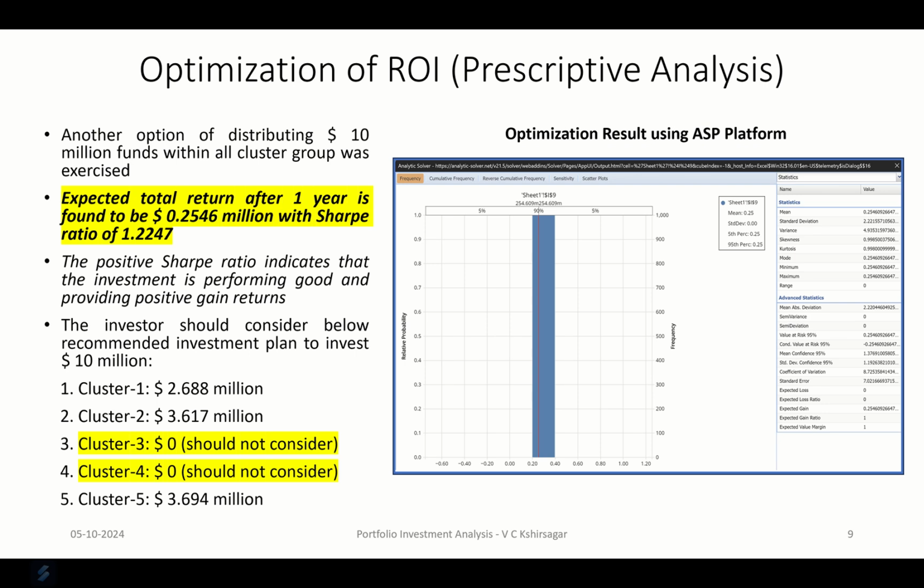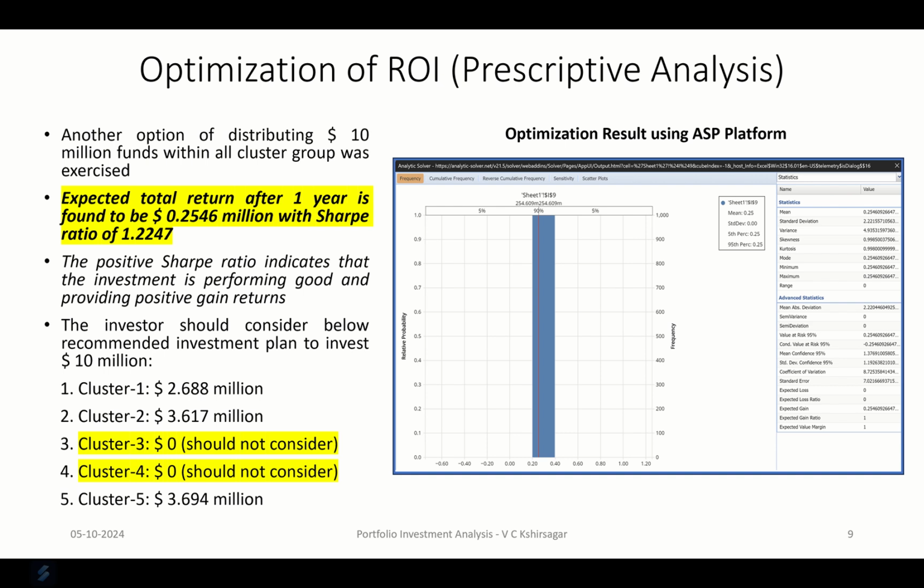And finally, when the investor wanted to allocate a total of $10 million to all of the cluster groups, they wanted to know the proportion with which they should allocate the $10 million funds into each of these clusters. For this purpose, we ran an optimization model to maximize the return on investment. And it is found that after 1 year, the optimization model has returned us a total of 0.254 million with a Sharpe ratio of 1.2247.